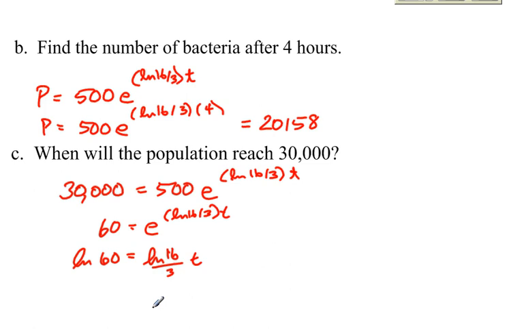And then last thing is to come over here. Since I wrote this natural log 16 over 3, I can multiply by the reciprocal. So 3 over natural log 16 times natural log 60, and now I can just put this in my calculator. So 3 times the natural log of 60 divided by the natural log of 16, and I have my answer, 4.43. So t equals 4.43 hours. And let's make sure that makes sense. We knew after 4 hours we were at 20,158. 30,000 is bigger than that, so I would expect my answer to be bigger than 4 hours. So that's good.